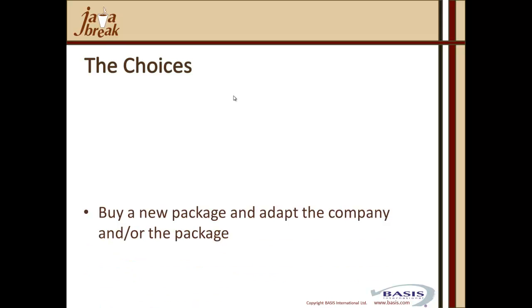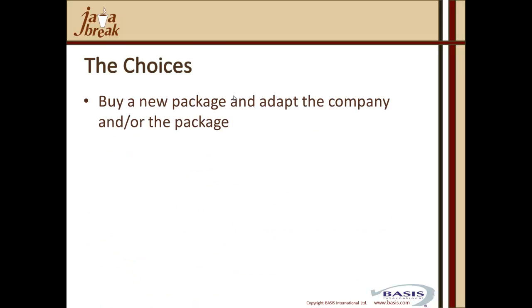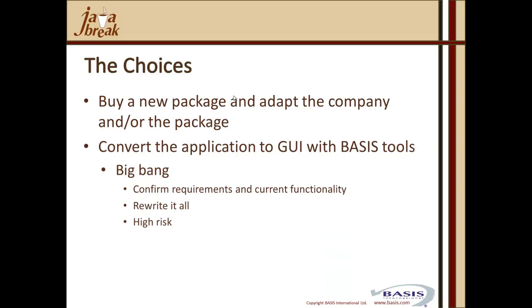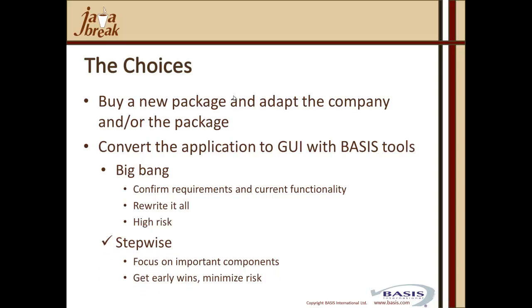So what were the choices? Buy a new package and adapt the company and or the package to the company's needs. Or convert the application to GUI with Basis tools. And there were two choices within that selection. One, do a big bang approach, confirm all the requirements and the current functionality, rewrite it all. Of course, very high risk involved in this approach, or the approach of buying a new package and adapting either the company or the package to the result.